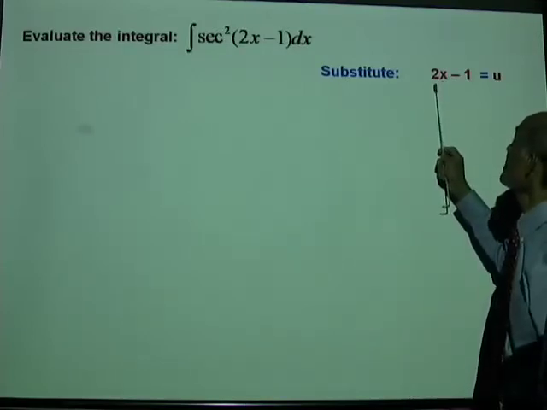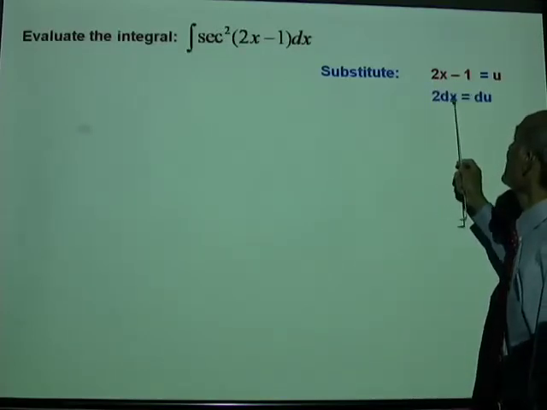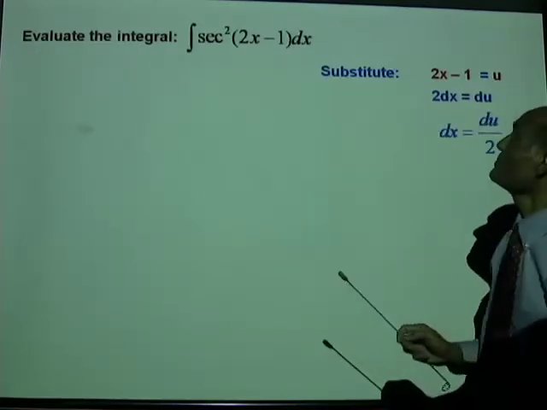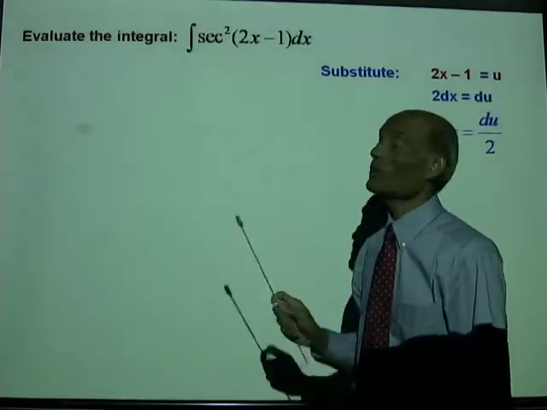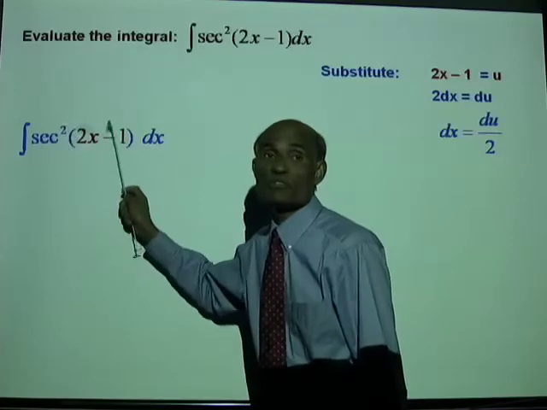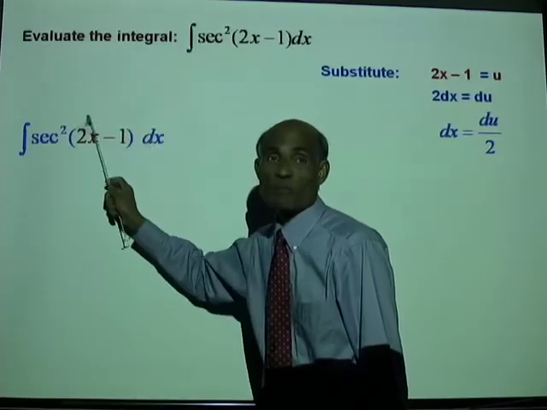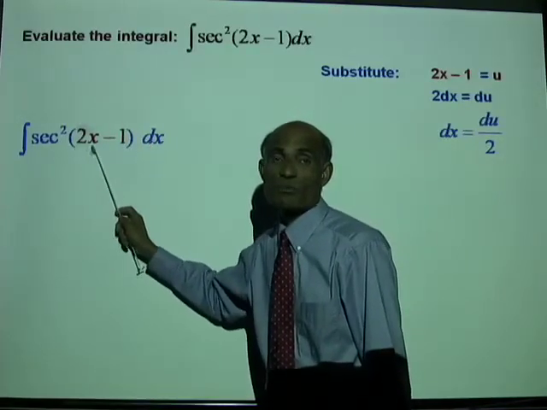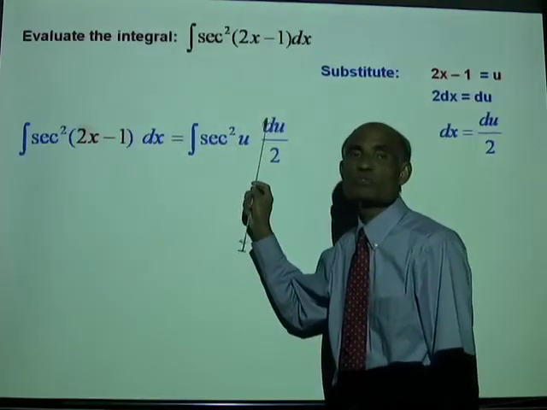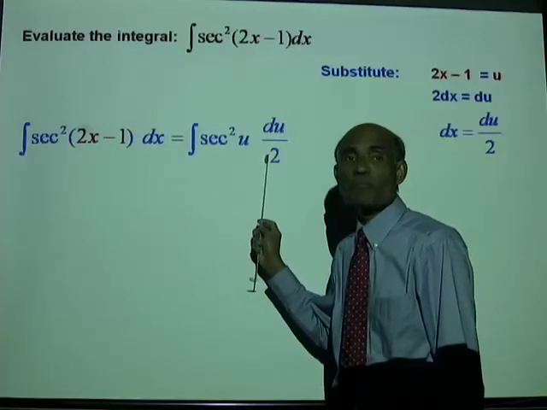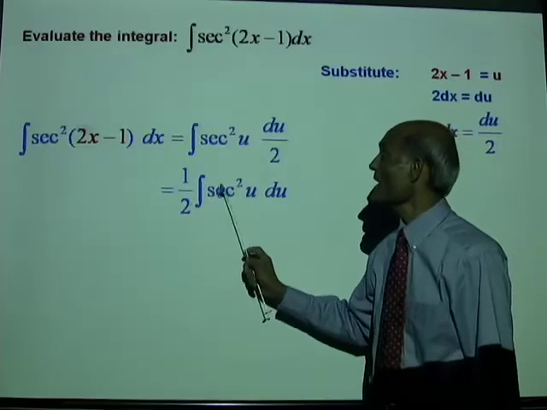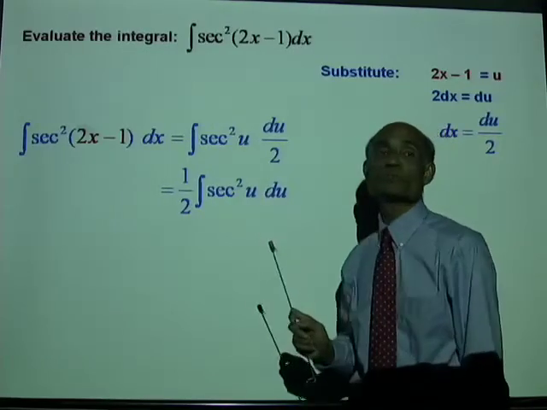So 2x minus 1 equals u. That gives me, take the differential here, 2 dx equals du, or dx equals du divided by 2. So what does that integral become? Integral secant squared of 2x minus 1 dx becomes, 2x minus 1 is now going to become u, integral secant squared u du over 2. And now the 1/2 comes out. That will be 1/2 integral secant squared u du.